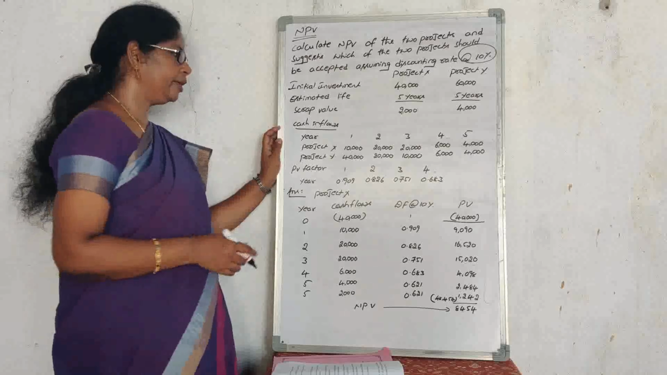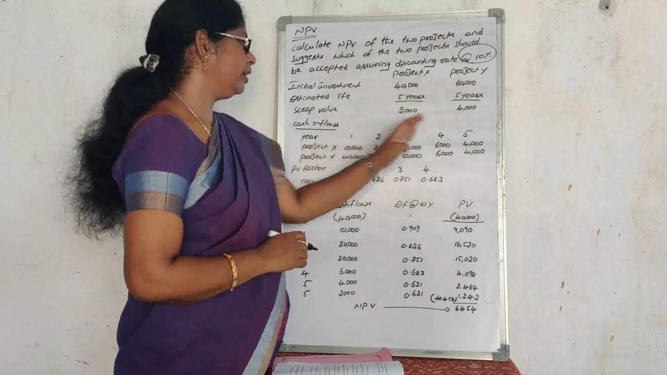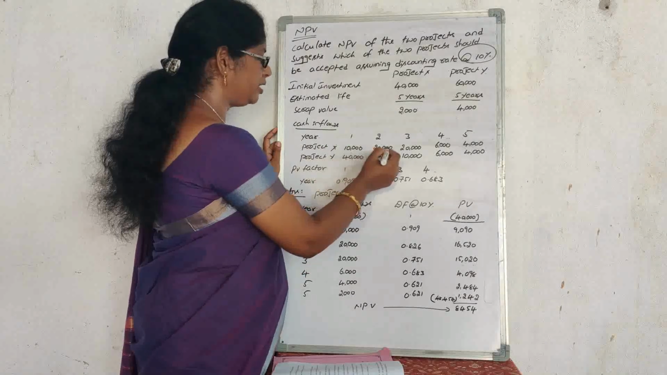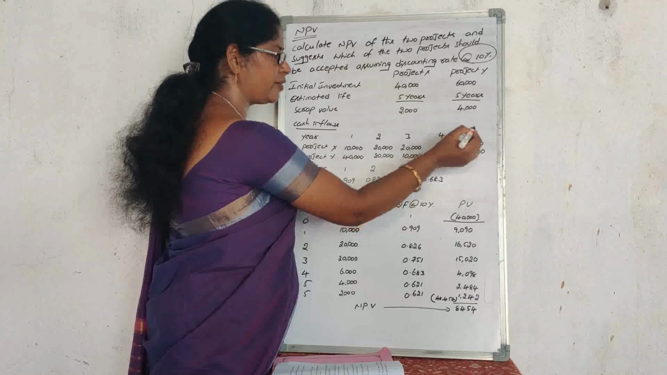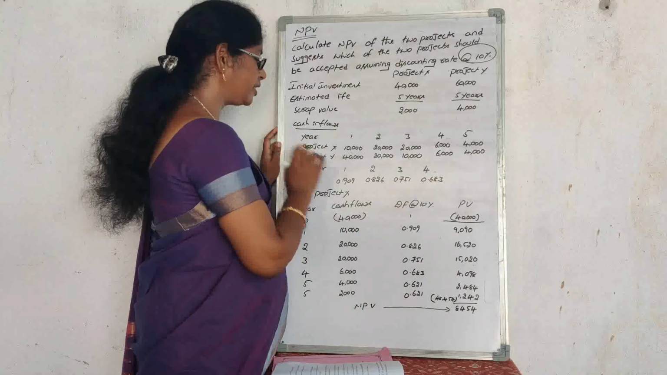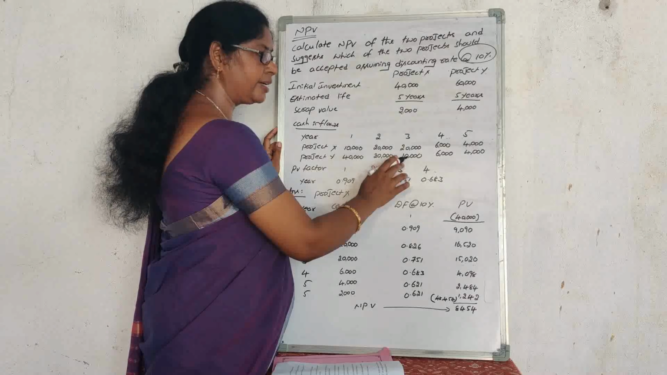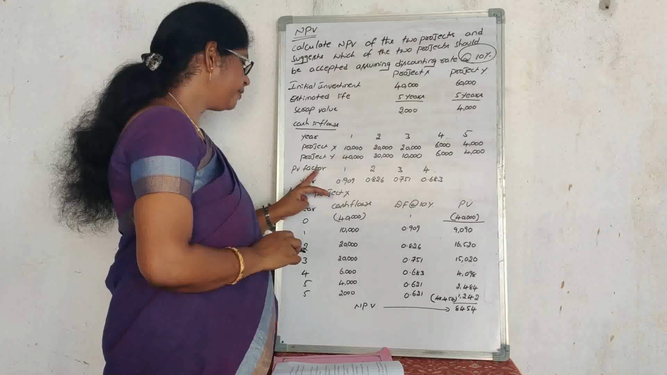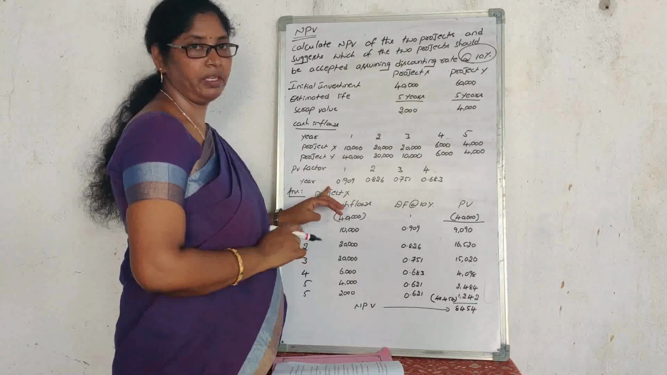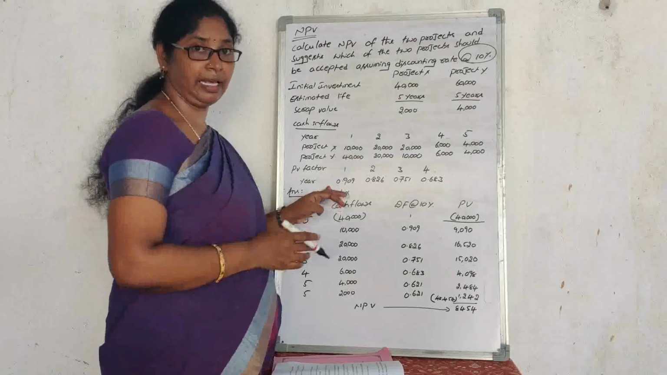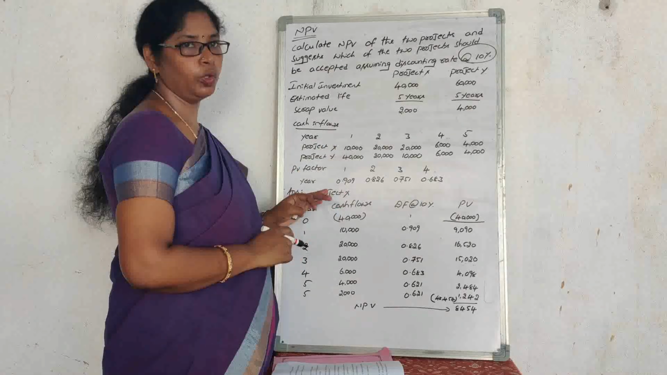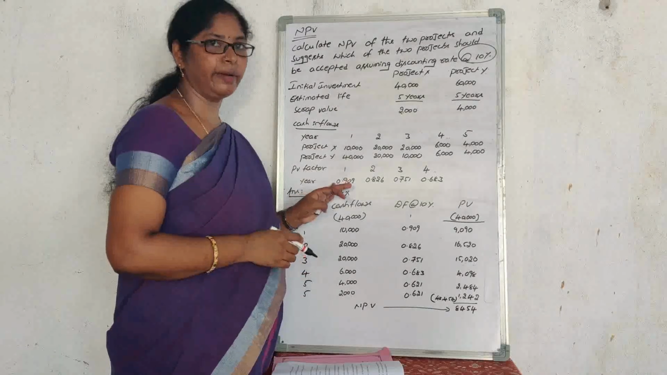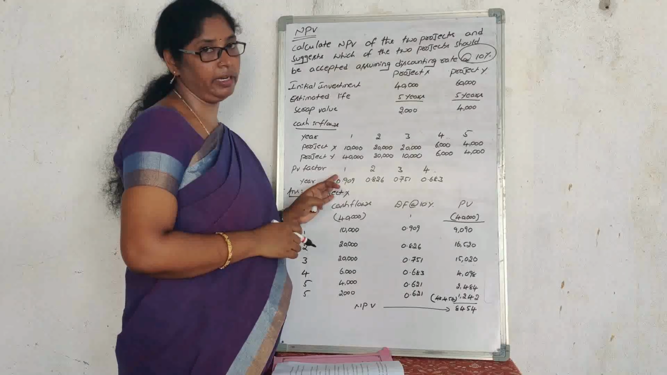Coming to the cash inflows, over 5 years for project X they are 10,000, 20,000, 20,000, 6,000 and 4,000. For project Y, they are 40,000, 20,000, 10,000, 6,000 and 4,000. Here, the PV factor values are already given, but in examination time they may not be given. Don't worry, the PV factor values will be at the back of the textbook. You can take them from there, or you can calculate them.